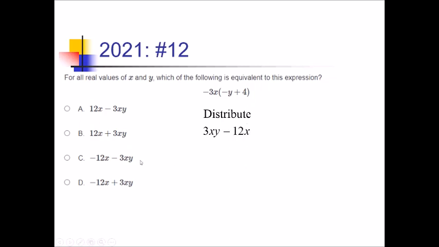That doesn't match any of the answer choices, but we can actually reverse the order that we write these in as long as we're careful about it. So we can write negative 12x plus 3xy. Notice that they both keep whatever sign they had before, and that's going to match choice D.